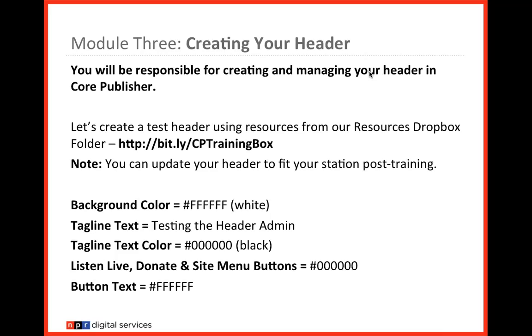In the Dropbox folder that I sent to you all, there are some assets that we're going to actually be using to create our header. When we're creating our header, our tagline text will be testing the header admin. Our background color will be white, and our tagline text color will be black, which is all zeros. White is all Fs. So I'm going to ask everyone to make sure that you are looking at your core publisher site. I'm going to go into our test site and we are going to actually build out a test header on our site.